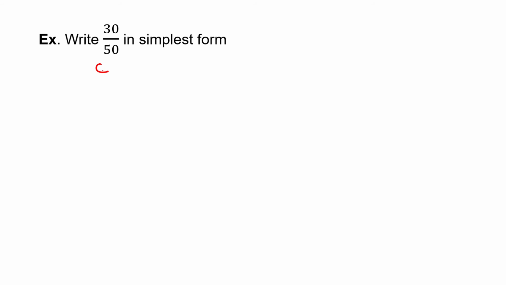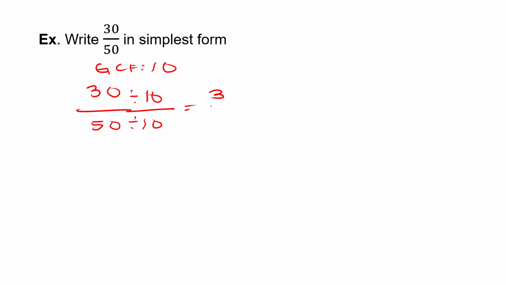So the GCF here is going to be 10. So next is divide both the top number and the bottom number by 10. 30 divided by 10 should give you guys 3, and 50 divided by 10 should give you guys 5. And that's your final answer, because 3 and 5 don't have any more common factor shared.